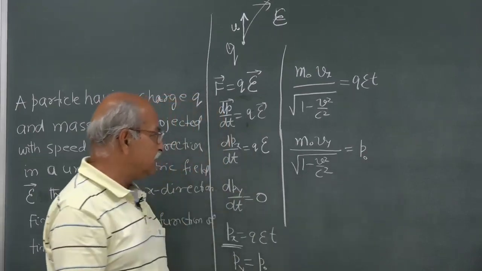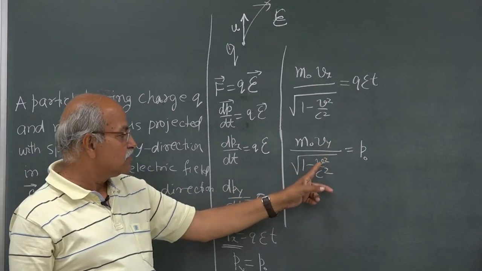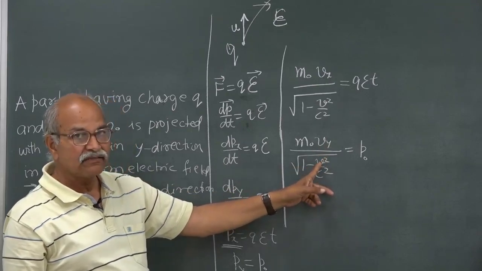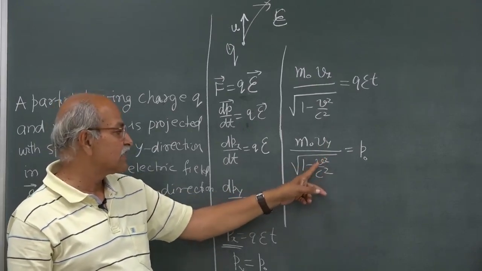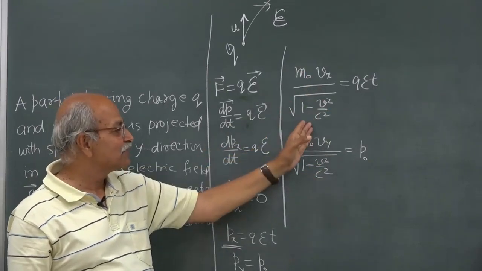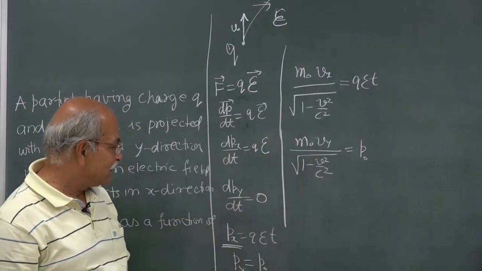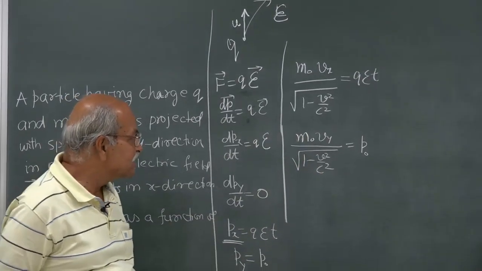But even then getting Vy is difficult, because you also have Vx square here. This is Vx square plus Vy square, and Vx will be obtained from here, and that is also not very simple. So, getting Vx and Vy from these equations is tricky.